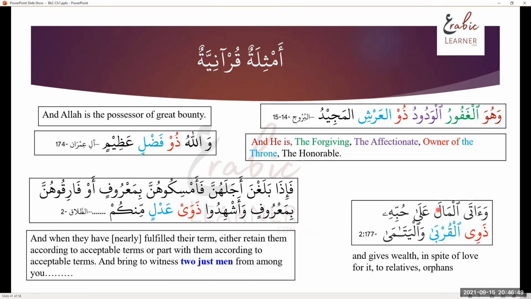Yes. Okay. Now people are saying this is maf'ul. Now if it is maf'ul, then there has to be a fail. No, nasab because hubbi is hubbun. Hubbihi is mudaf ilayh. Love for it. Hubbihi is mudaf. These are fail.